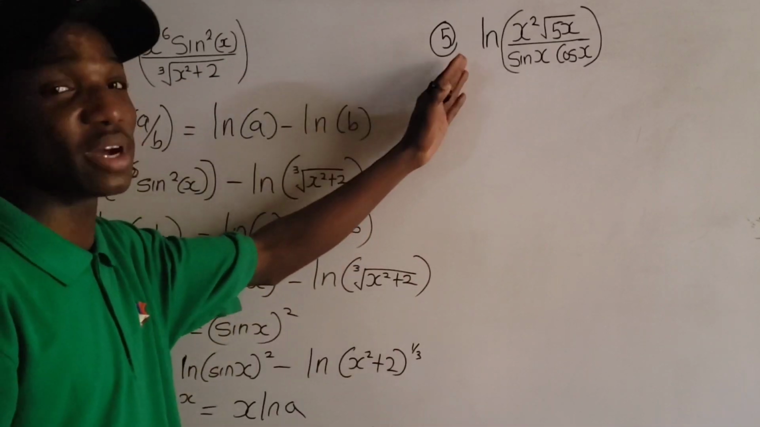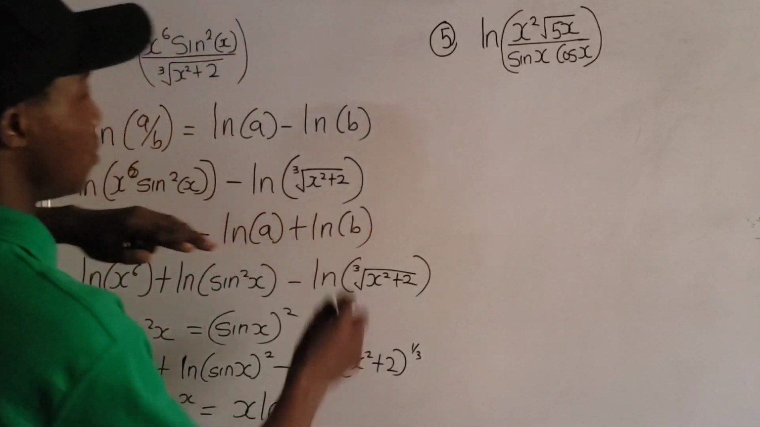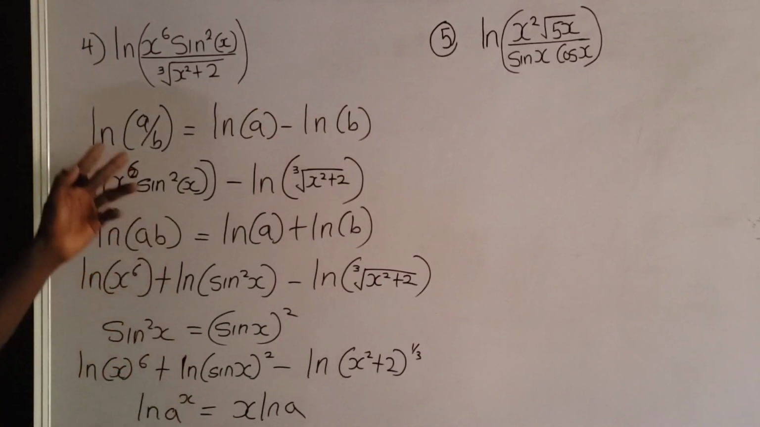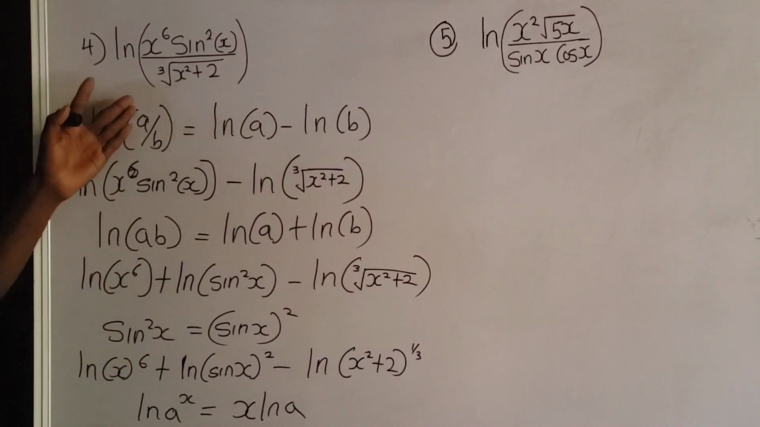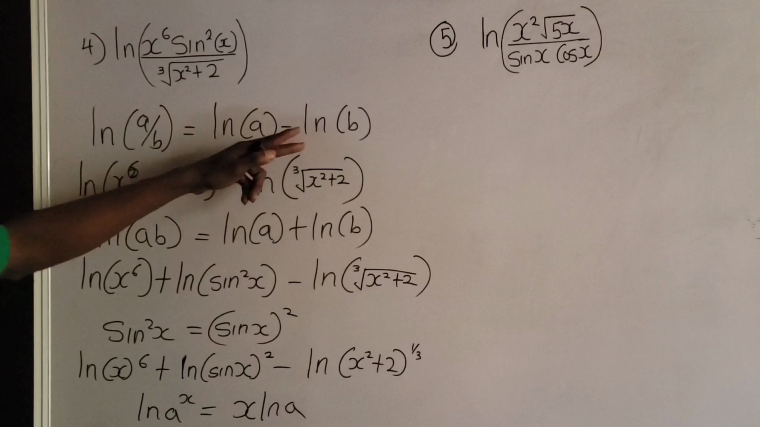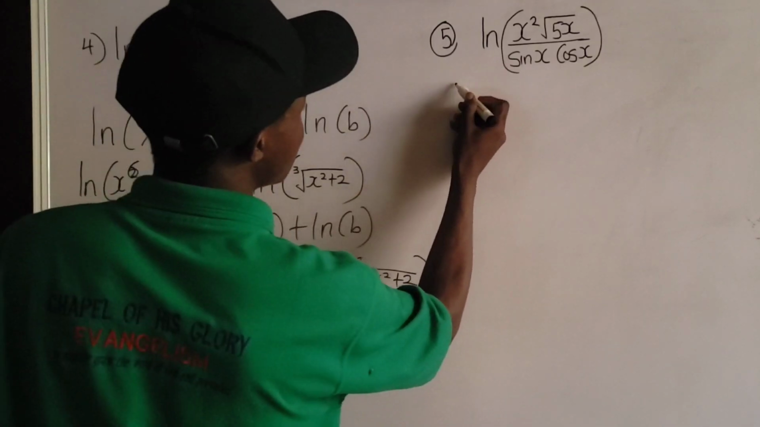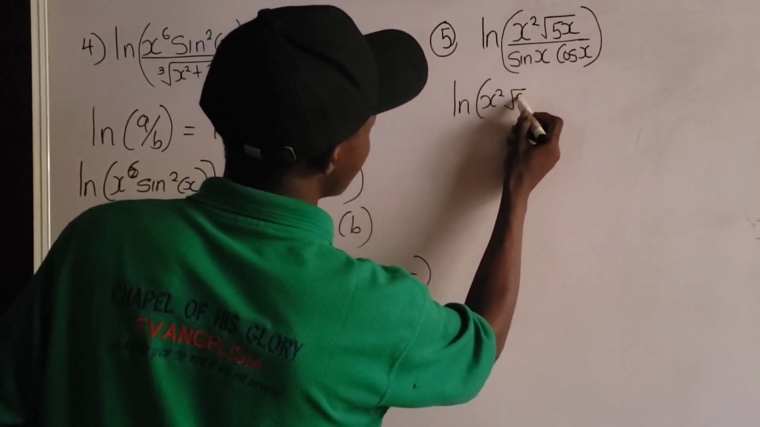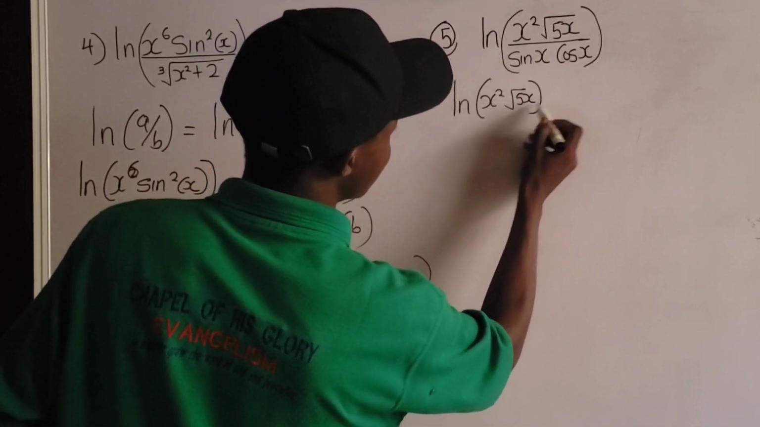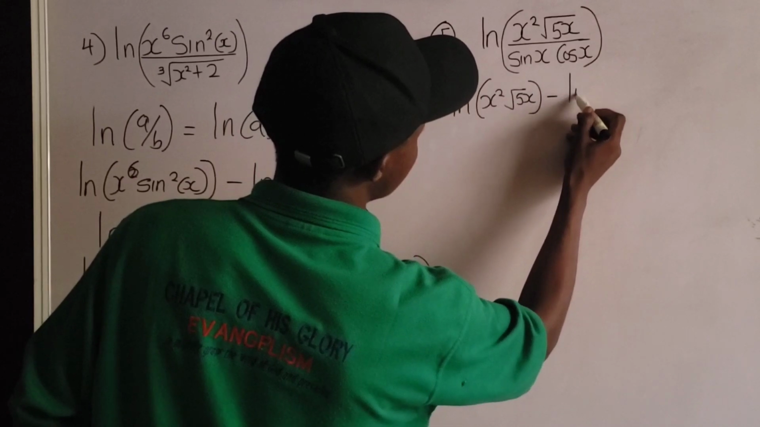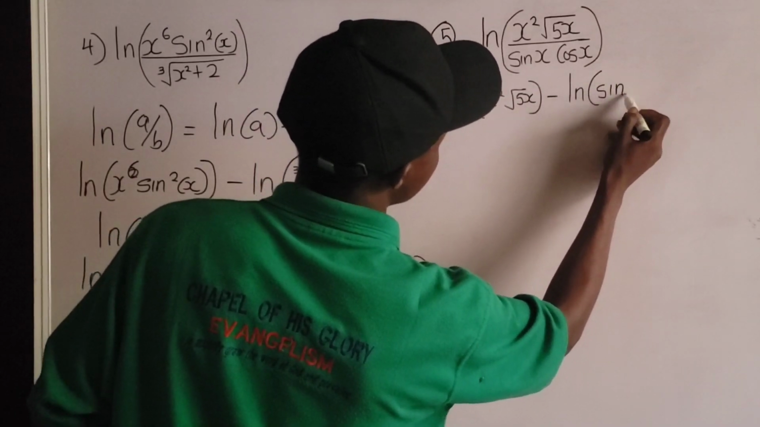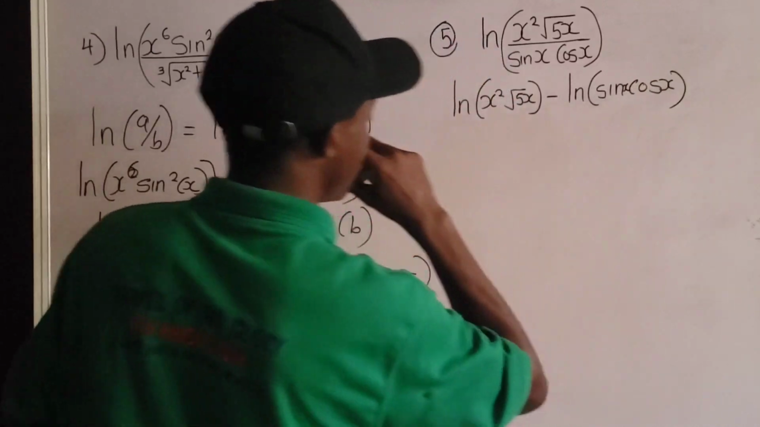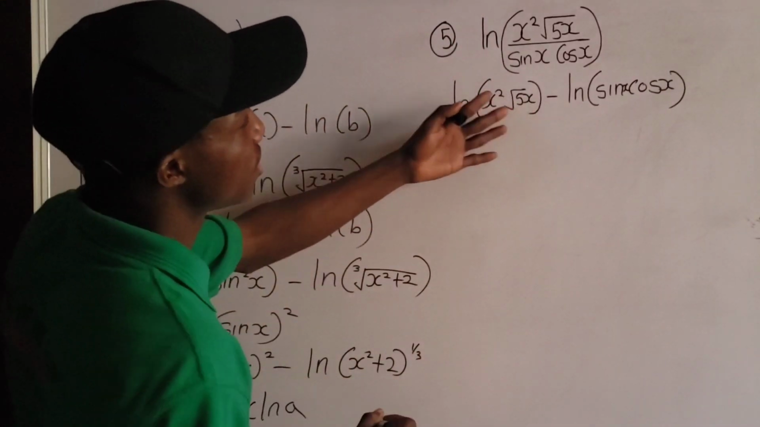Okay, now let's take another example. Let's try to expand this. Let's try to break it down. You can see that the sign between the numerator and the denominator is a division sign, and I told you that when we have a natural log of a over b, it can also be written as this. So we are going to use the same approach. I'm going to have, for this, natural log of x squared root of 5x, minus natural log of sine x cos x. Okay, now you have taken the first step.